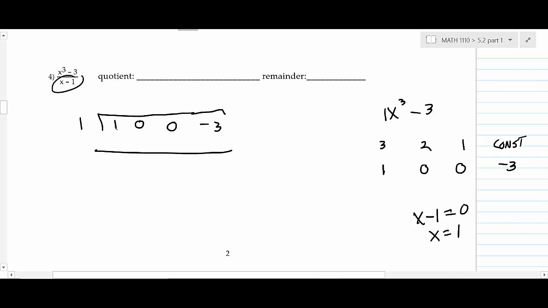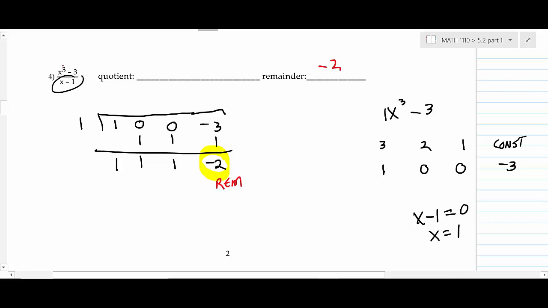All right, let's do this a little quicker this time. Bring down the first number. 1 times 1 is 1. Add the column. 1 times 1 is 1. Add the column. 1 times 1 is 1. So we'd have -2. Now again, like I showed you, this is the remainder. So -2 is the remainder you're going to have.